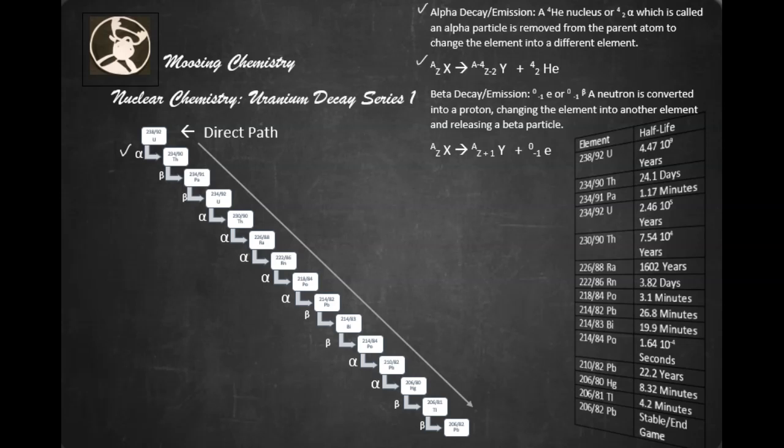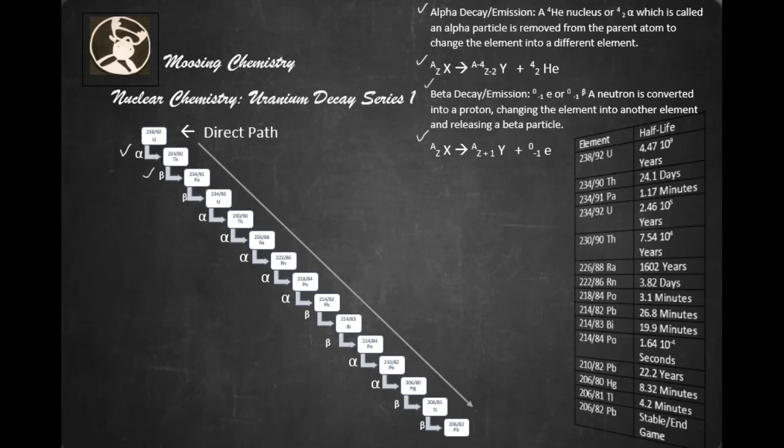If you see this funny looking B here, that's beta decay. In beta decay, which is a 0,-1 e or 0,-1 beta, a neutron is converted into a proton, changing the element into another element and releasing a beta particle using this particular formula.